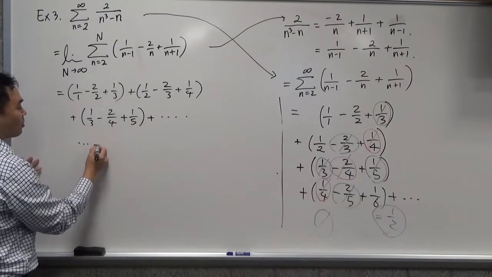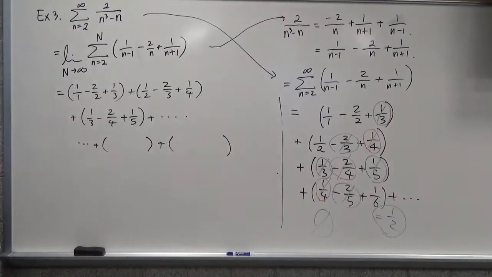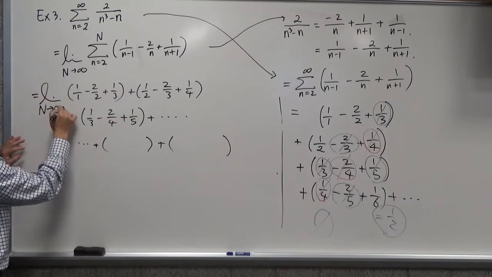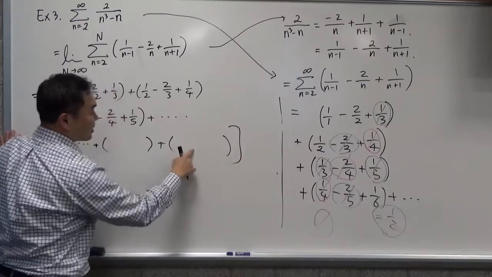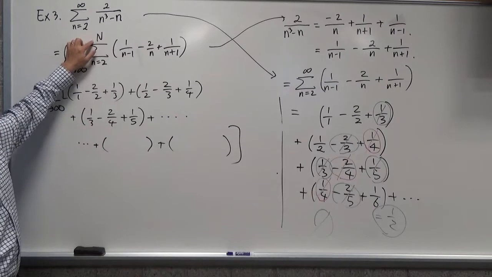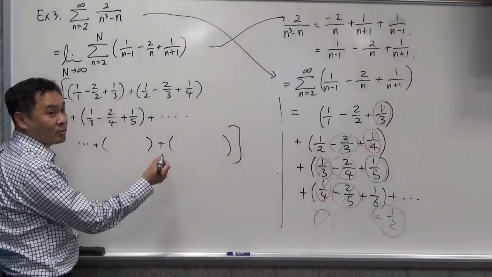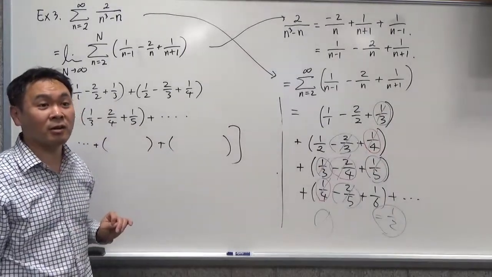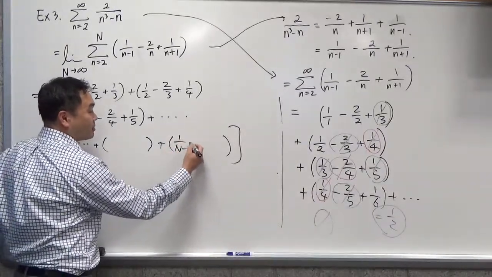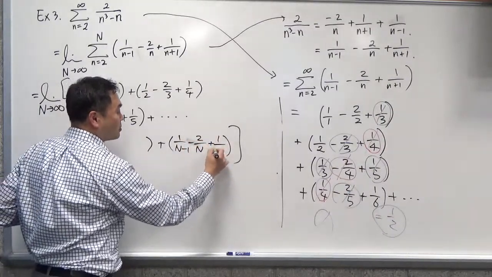Okay, so tell me, before you take the limit, as capital N goes to infinity, what's the last term you get when capital N is plugged in for the small n? What do you get? 1 over N minus 1, minus 2 over capital N, plus 1 over N plus 1.